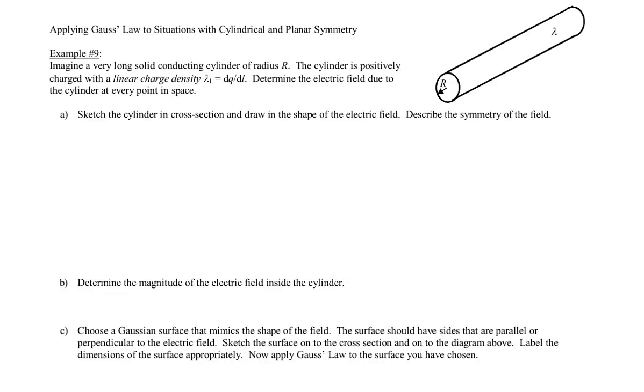Welcome to example number 9. We have an infinitely long rod with a uniform charge density of lambda. We're asked to calculate the electric field at a distance of r away from the wire.